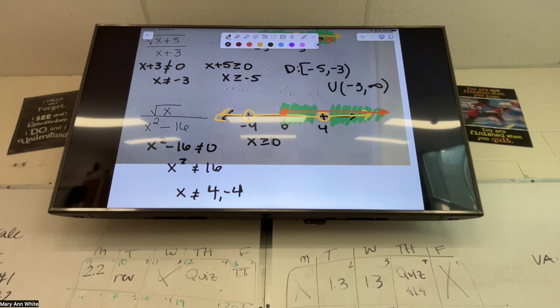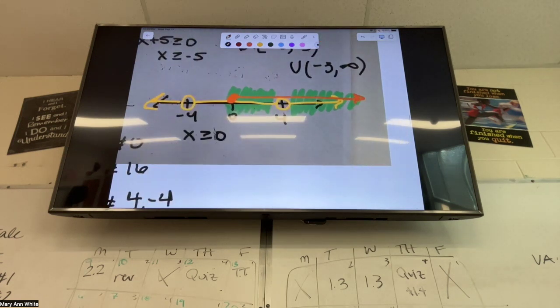Who can tell me what those are? Zero, four, parentheses, and then, or wait, no, bracket to zero. And then union, parentheses, four, and... Are we feeling okay on those? These last two are the hardest ones, but I promise you're going to see one like that on the quiz tomorrow. So just got to make sure that we're ready for it.